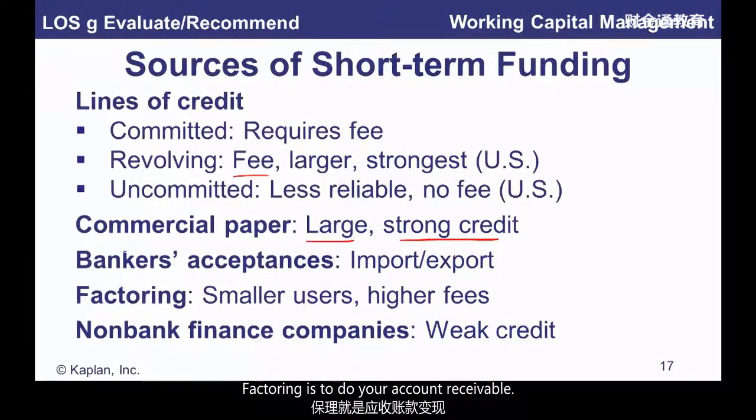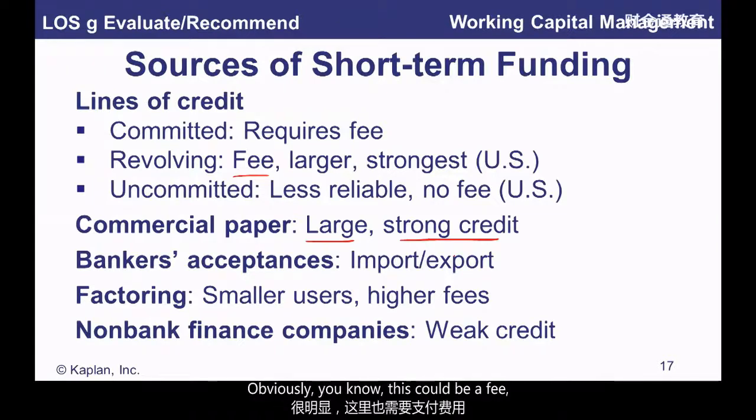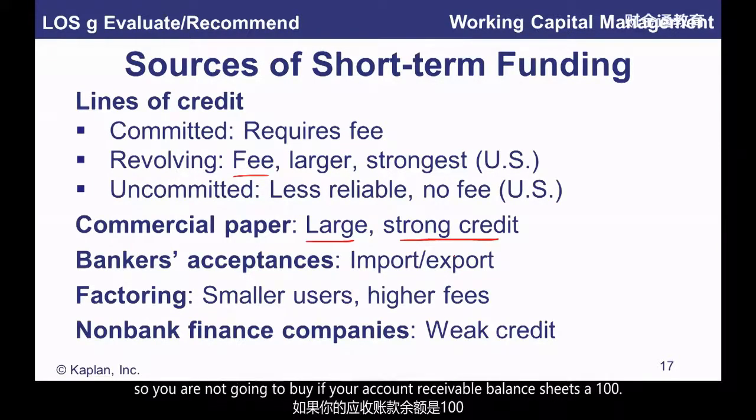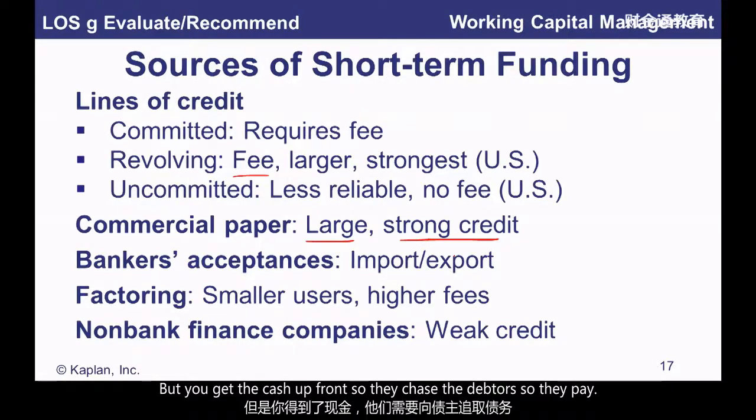Factoring is to do with your accounts receivable. You've got this large accounts receivable balance on your balance sheet. Your customers owe you money. Well, you can sell that accounts receivable to someone else, to a debt factor. Obviously, there's going to be a fee, so if your accounts receivable balance is 100, they're not going to pay 100 for it. They might pay 95 for it. That's their fee for taking on the accounts receivable, but you get the cash up front and then they chase the debtors and they get the cash from the debtors as they pay.